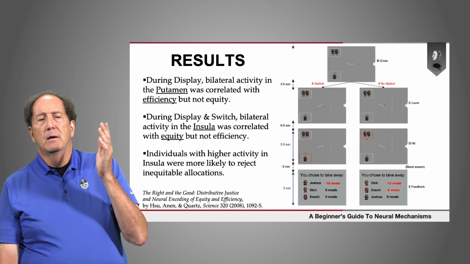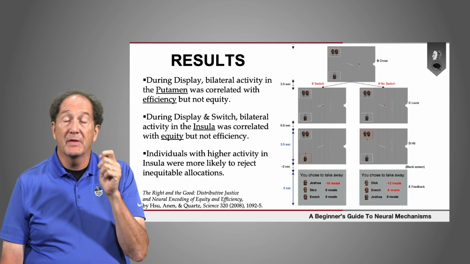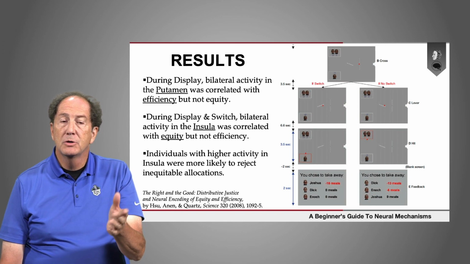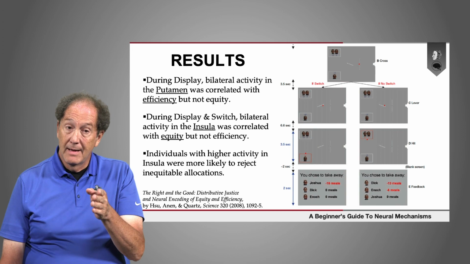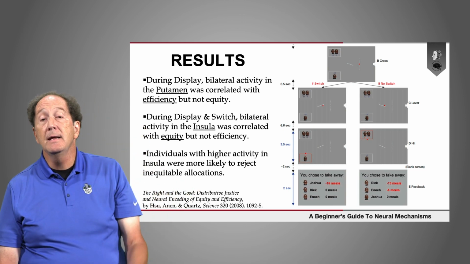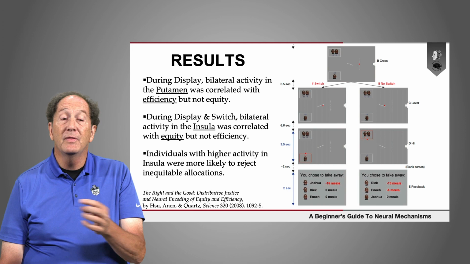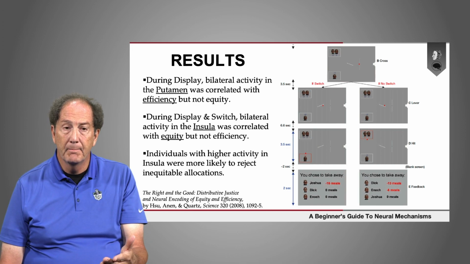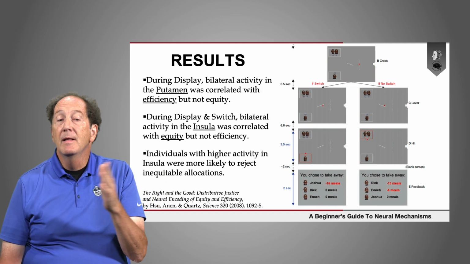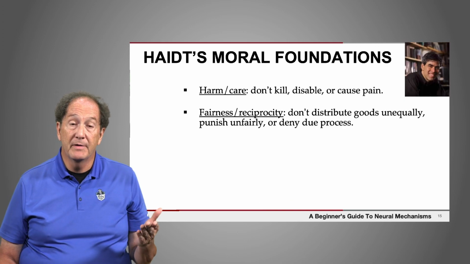Here's what he found. During the display period, the putamen was active in a way that was correlated with efficiency, but not equity. So it looks like the putamen is being used to process efficiency. During display and switch periods, the insula activity was correlated with equity, but not with efficiency. So it looks like insula activity is correlated with equity. Indeed, he could look at the insula activity and predict which individuals were going to take the option which avoided inequity. So now we've got different parts of the brain associated with efficiency or harm than are associated with equity or distributive justice. And those are 2 of John Haidt's moral foundations.